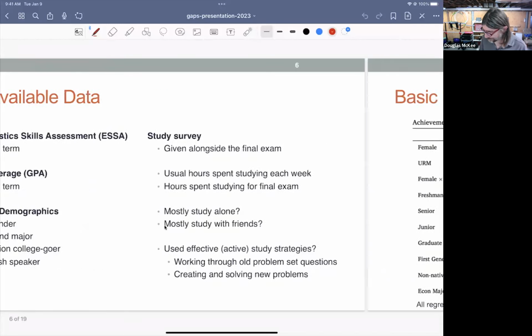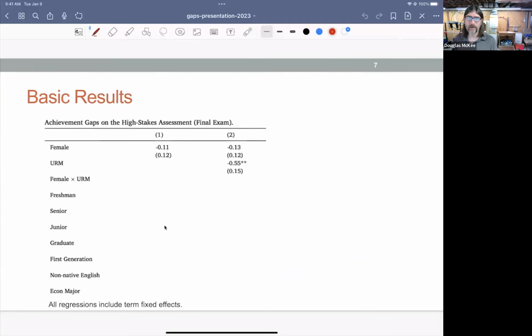All right. Now, are there gaps? Okay. So if we look at the final exam scores, we regress those final exam scores on just a plain old dummy variable for female. There seems to be a gap, but it's not statistically significant at all. Okay. So average scores for male and female students, not very different. Now, when we control for underrepresented minority, we see a pretty big gap, quite statistically significant. The URM students are definitely doing worse.